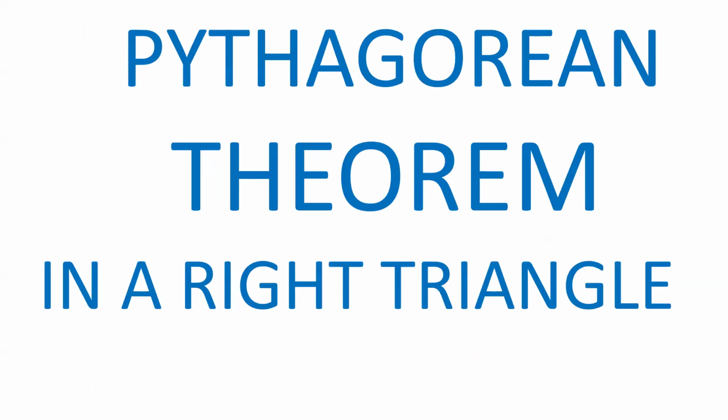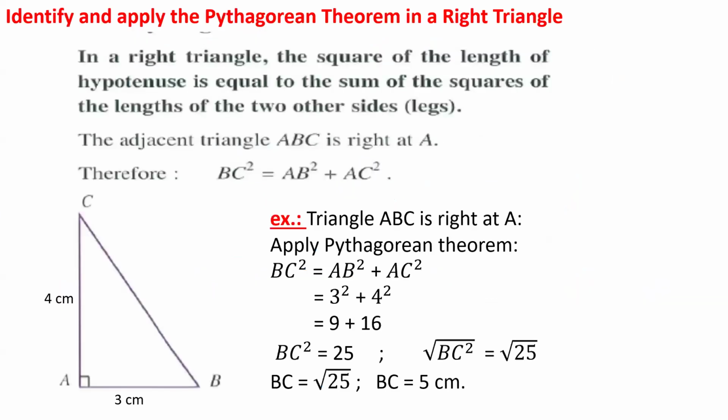Now I will talk about Pythagoras or the Pythagorean theorem in a right triangle. It's very important to know this theorem, which is the Pythagoras theorem or the Pythagorean theorem, we cannot apply it unless our triangle is right. So identify and apply the Pythagorean theorem in a right triangle. What does this theorem say? In a right triangle, the square of the length of the hypotenuse is equal to the sum of the squares of the length of the two other sides or legs.